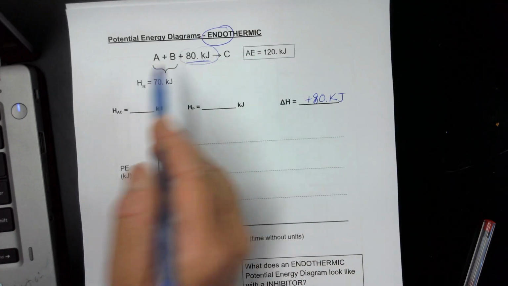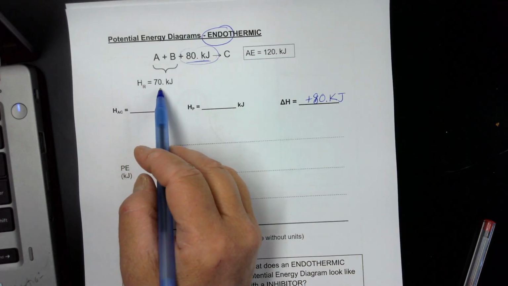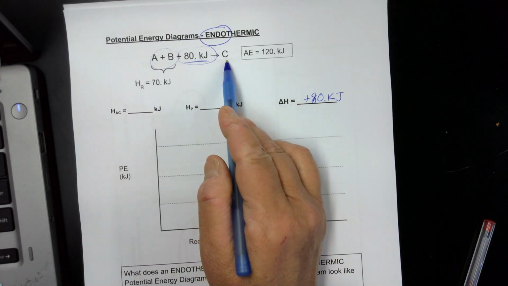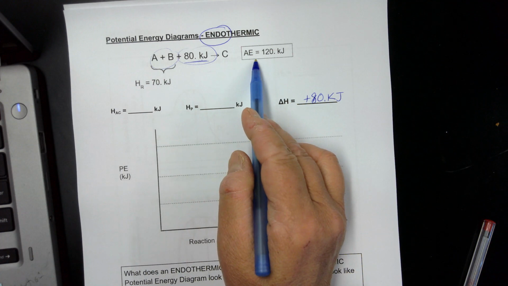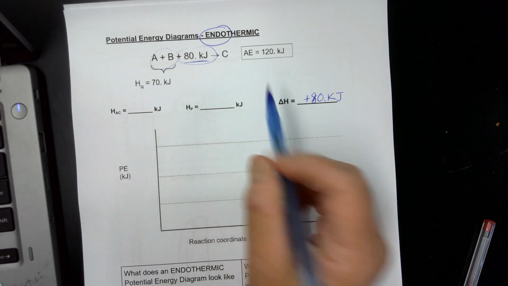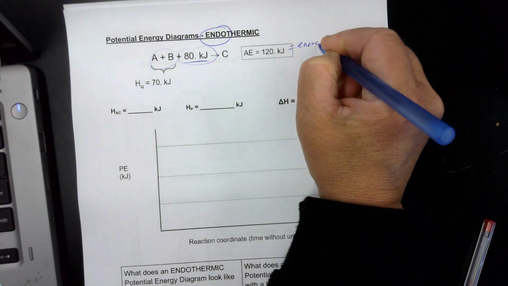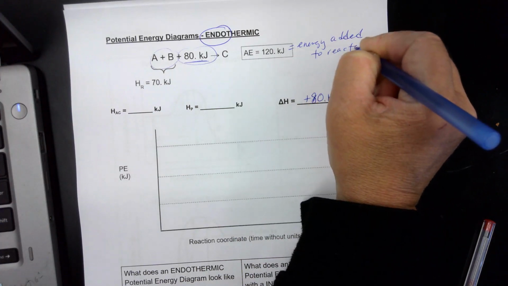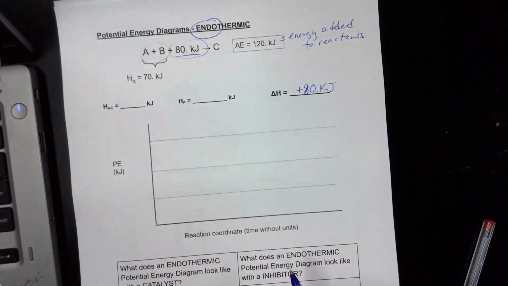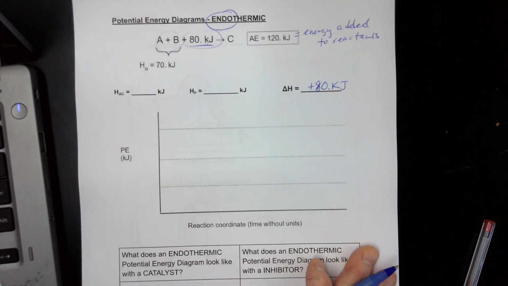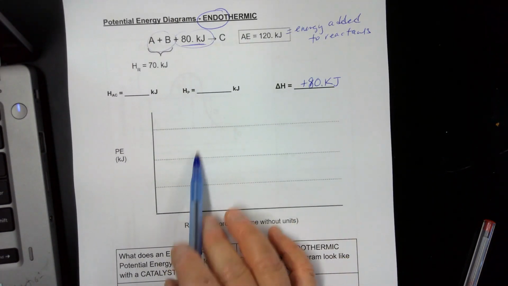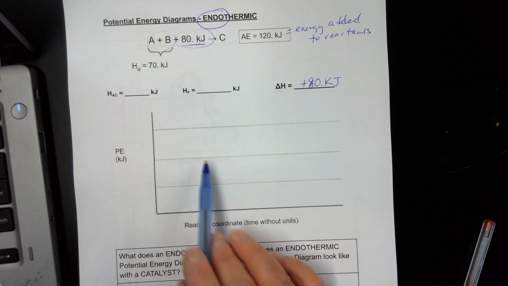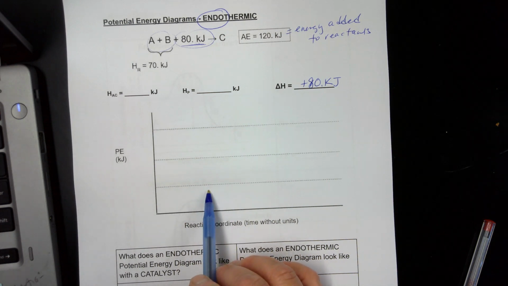All right, we are told that the energy of the reactants is 70 kilojoules. A and B are our reactants. C is our product. We are told that the activation energy is 120 kilojoules. Remember, this is the energy that needs to be added to the reactants. And we're going to try to sketch it onto this graph. Now, we have 3 lines here. We're not going to use the top line at first. We're always going to start with the bottom 2 lines.